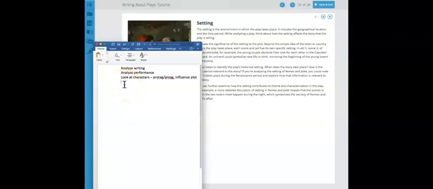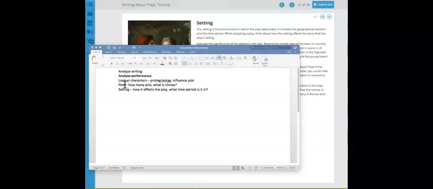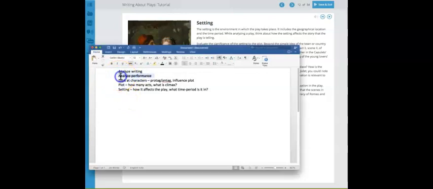So I'm going to take some notes about the plot. How many acts? What's the climax? Those are the kinds of things you're going to be talking about if you're analyzing a play. Setting. How does it affect the play? What time period is it in? Now I'm ready to actually write my paragraph. Since we're not talking about analyzing a performance of the play, I'm going to take that piece out of my notes.